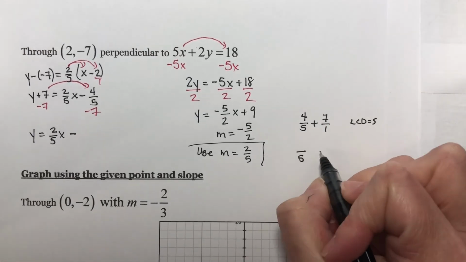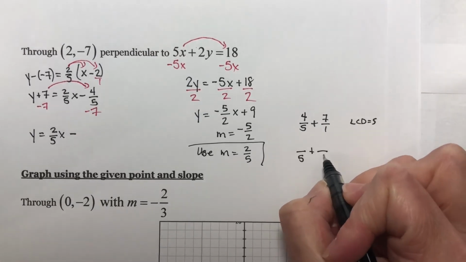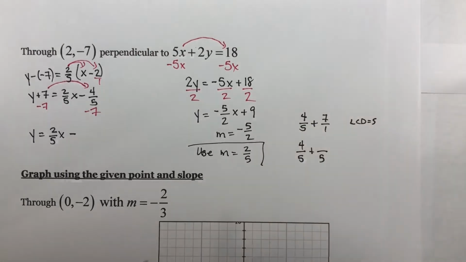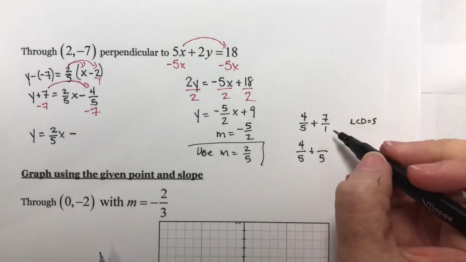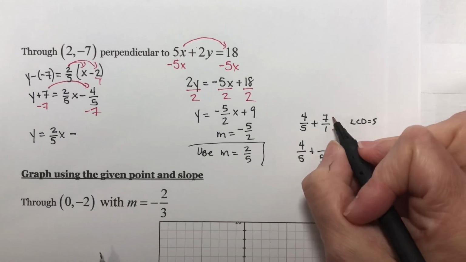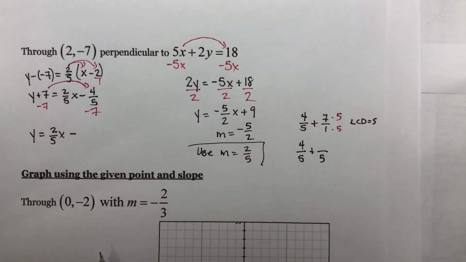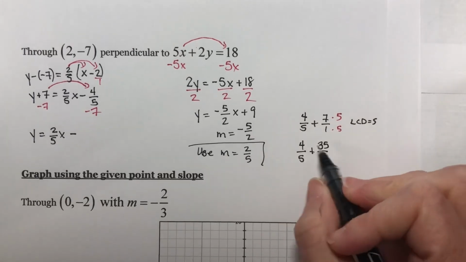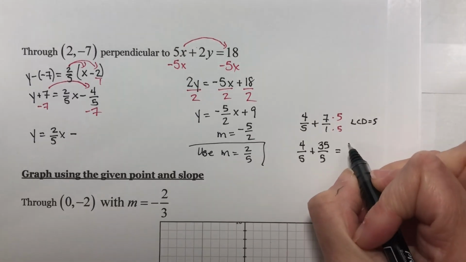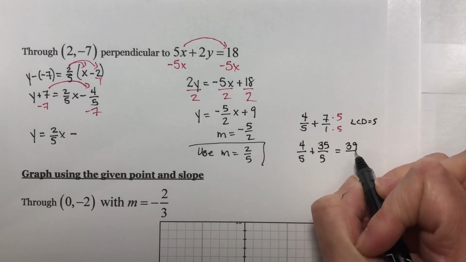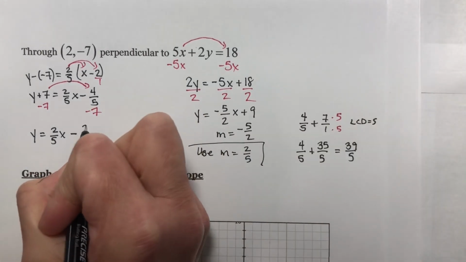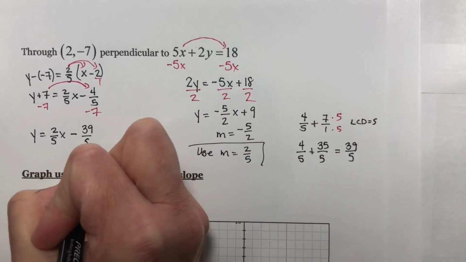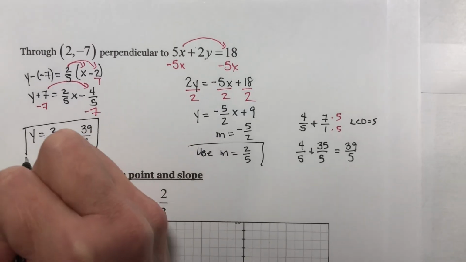So I need to write each of these with a 5 in the bottom. The first one is already good. From here to here, I multiplied by a 5, so I multiply by 5 here as well. 7 times 5 is 35. Now add across the top, 4 plus 35 is 39 fifths. So this is minus 39 fifths, and you have your answer.